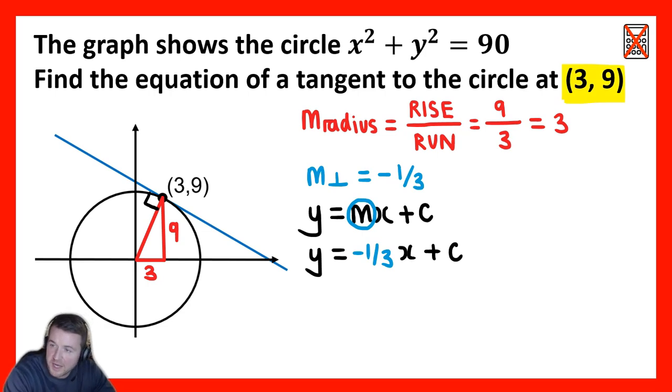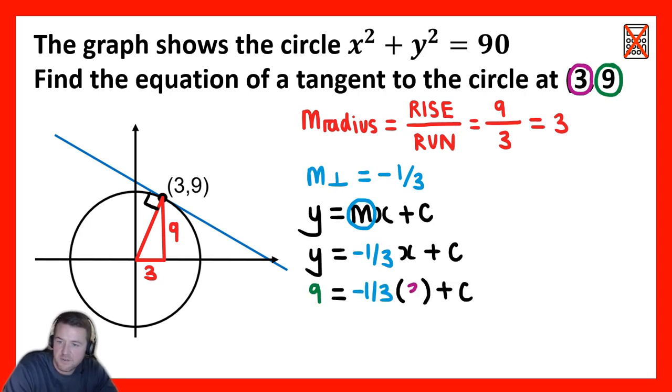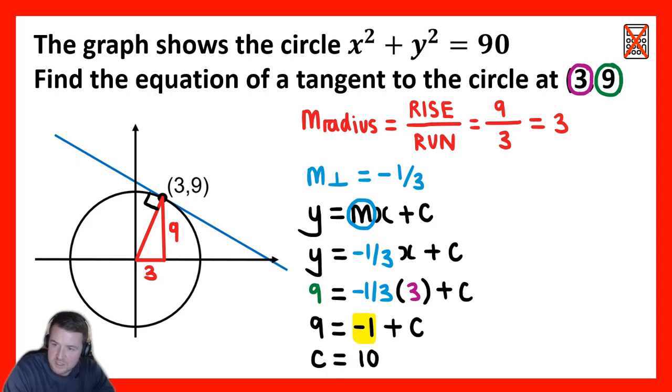Now I can substitute the x and y values of a coordinate that I know lie on the line to eliminate x and y and find the y-intercept labelled as c, when x is 3, y is 9. So 9 equals negative a third of 3 plus c. Simplifying gives me 9 equals negative a third times 3 is negative 1 plus c, and adding 1 to both sides to isolate c, which is equal to 10.